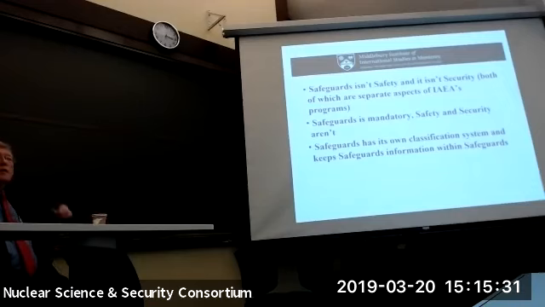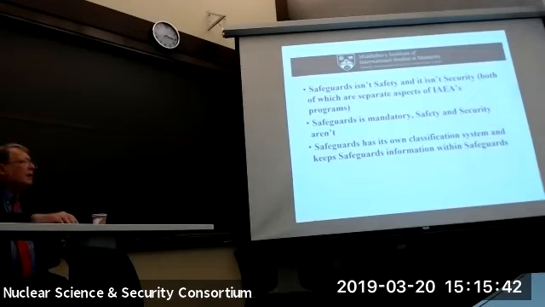Safeguards has its own classification system, much like the U.S. classification system. There is safeguards confidential information, safeguards secret information, safeguards top secret information, generally following along the same guidelines that the U.S. system does in terms of the danger of having that information out.